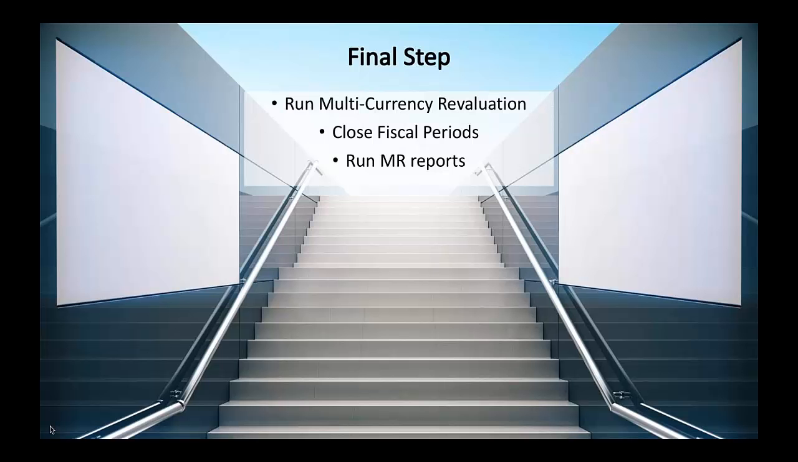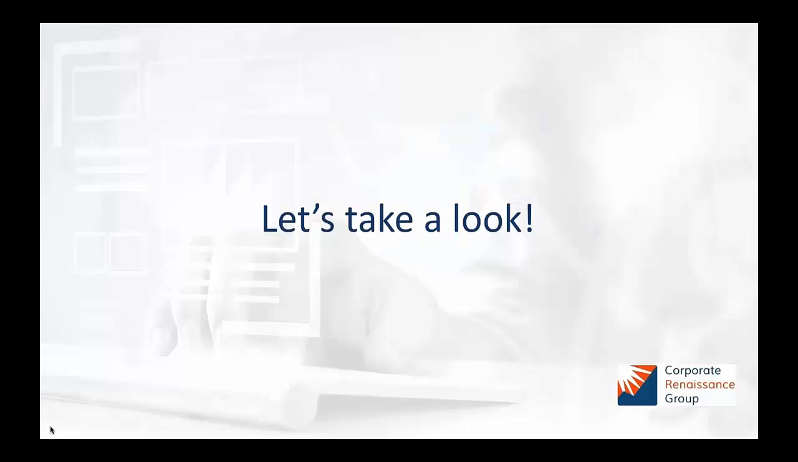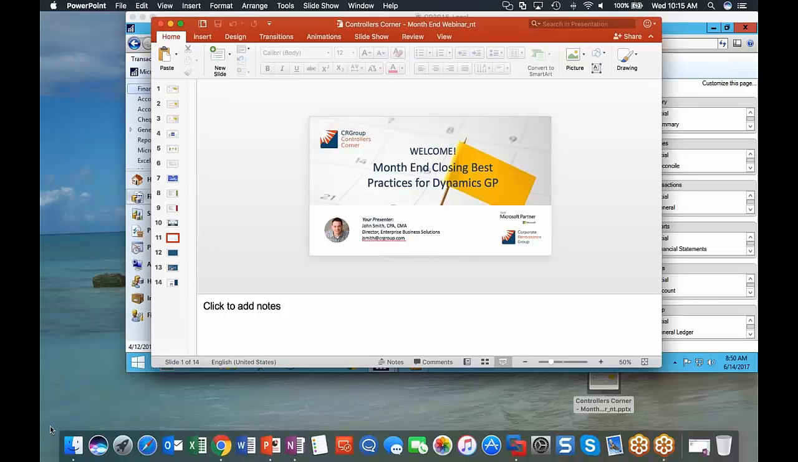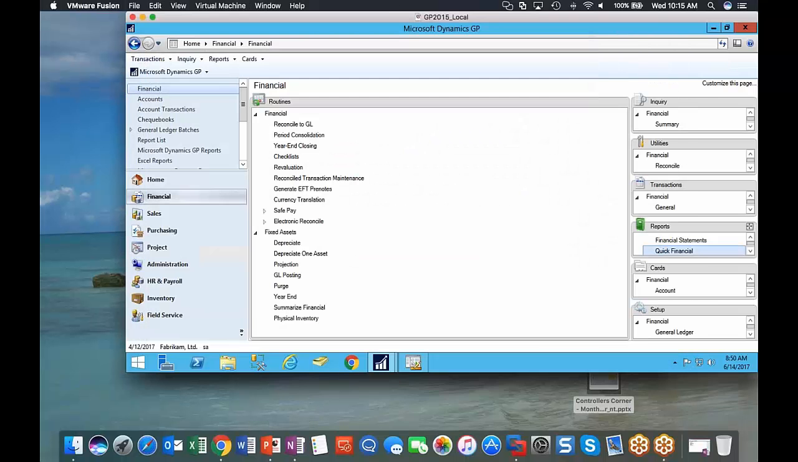Then we say we want to make sure the fiscal period calendar is closed, and we run our Management Reporter reports. So, those key functions in GP can really make life easier. Now, I want to take a look at some of them, just spend a bit of time on them in the system. So let me navigate over to Dynamics GP. We're going to go ahead and just look at these.